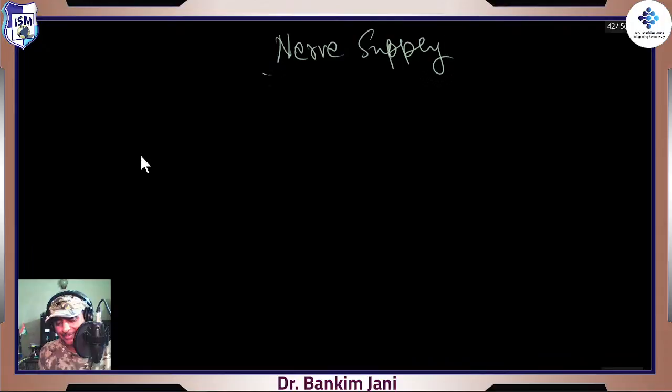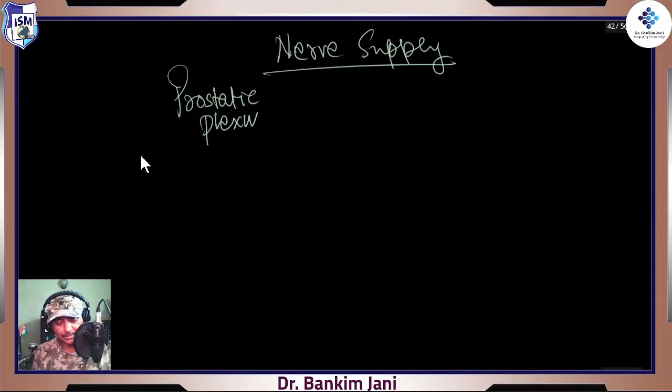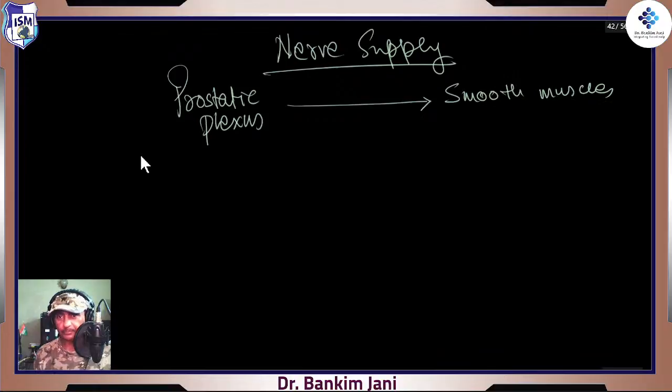But we are almost at the end. You see that for the nerve supply, there is the prostatic plexus. As we said, there would be several plexuses in the abdomen and pelvis. So one of them is the prostatic plexus, and this would be supplying the smooth muscles of the prostatic urethra, right? Prostatic urethra.